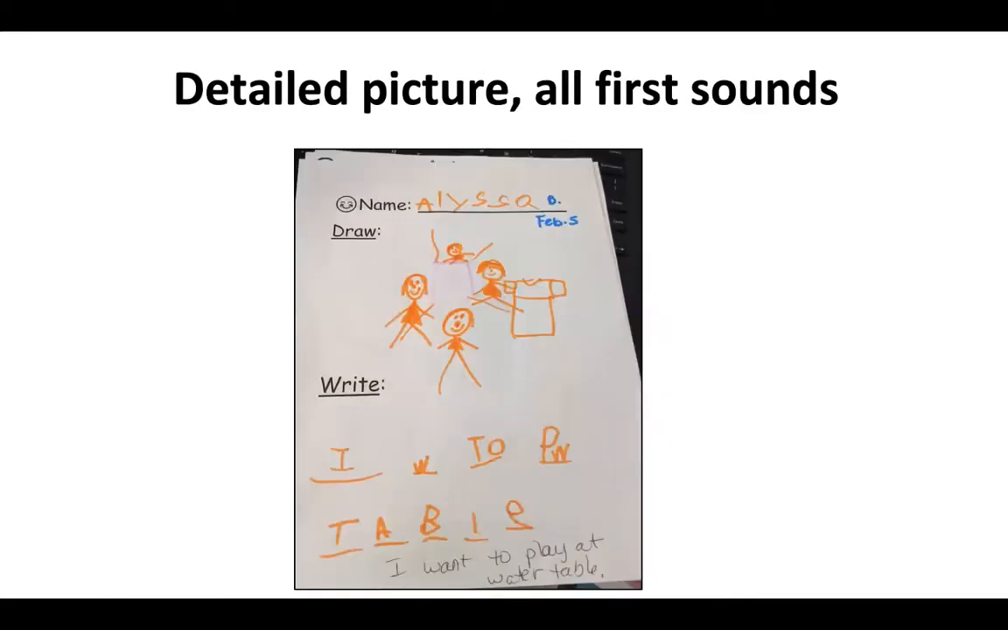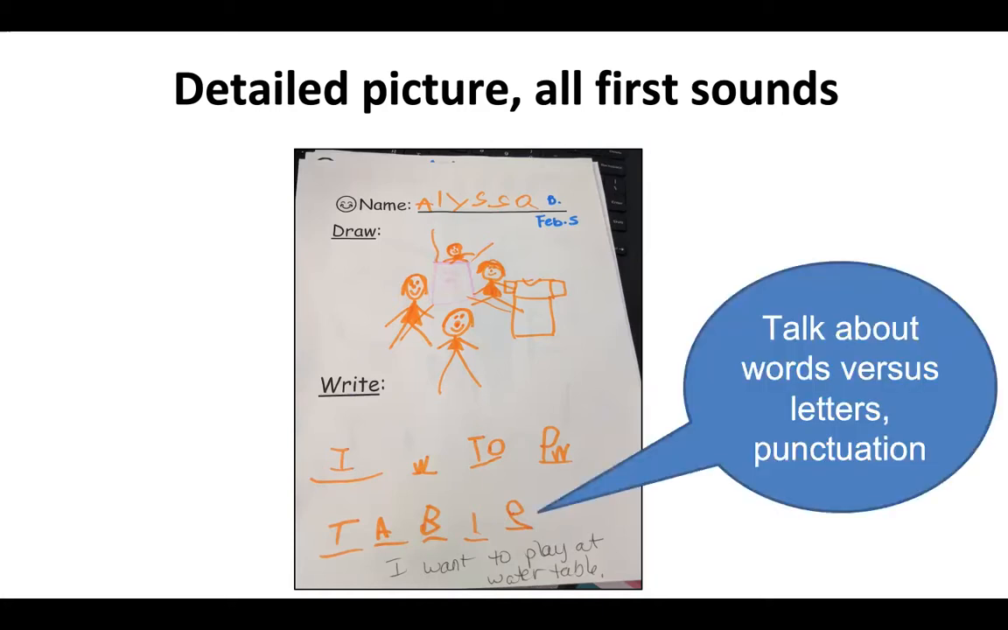This one, I want to play at the water table. She's got her first sounds. I want to play and table. And you'll see this, and you'll especially see this in Spanish. And I know, Laura, you and I have had many conversations about this. In Spanish, they want to write the syllables on separate lines. But it's part of the learning as they learn words and syllables. So this one got that, but table got all divided up. So then for this particular child, the scaffolding might be talking about words versus letters, and she has no punctuation on it.